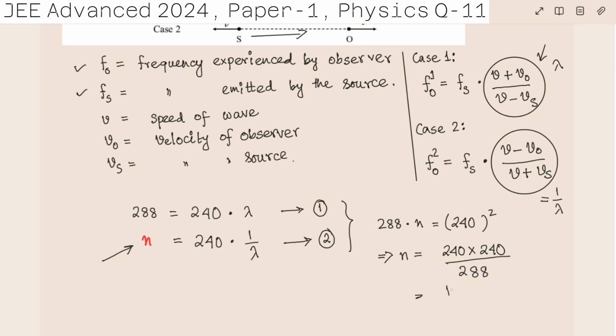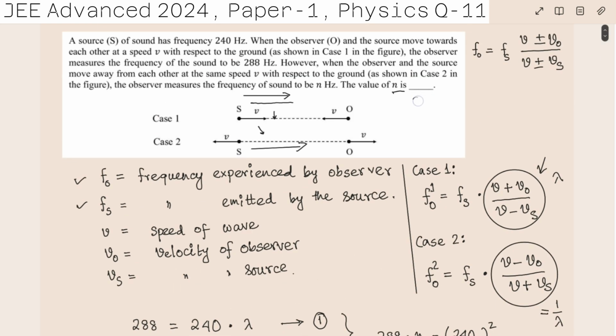If you just break this down, it's basically 12 times 20 and 12 times 20, and from this side, if you take out the 2, then it's 144, and that would be 12 times 12, right? Okay, very good. So 12 cancels with 12, and 20 times 20 divided by 2 is basically 200. So n would be 200 hertz. Okay, so that's the problem. We have to find the value of n.